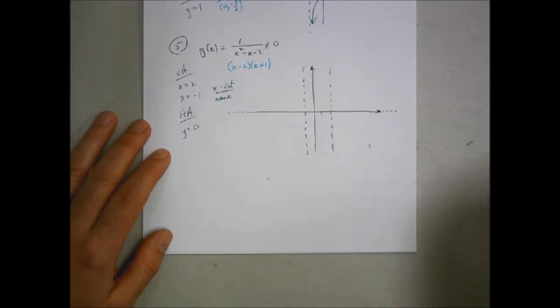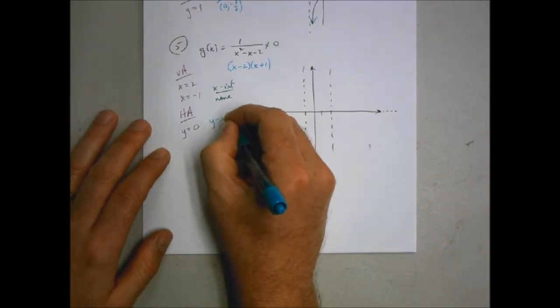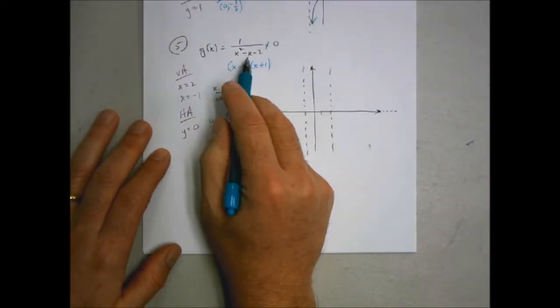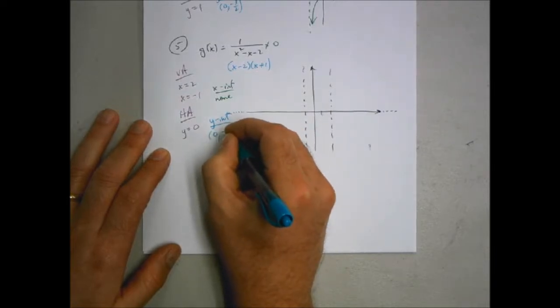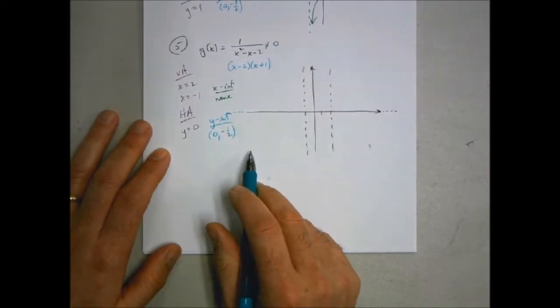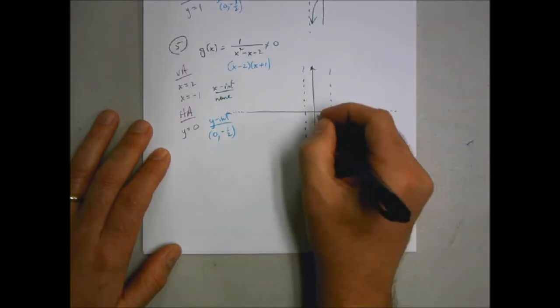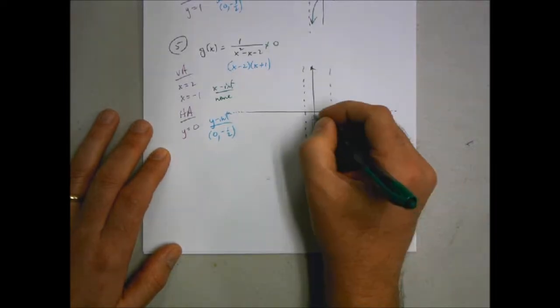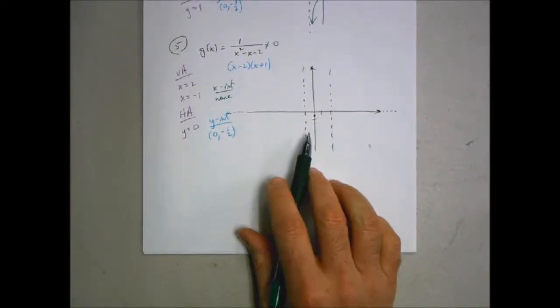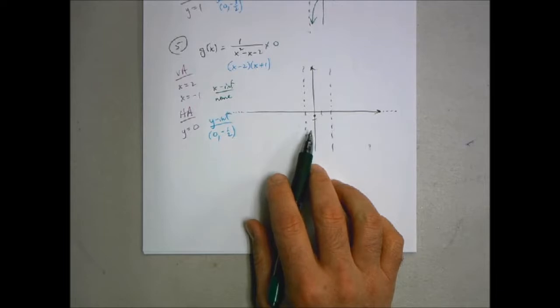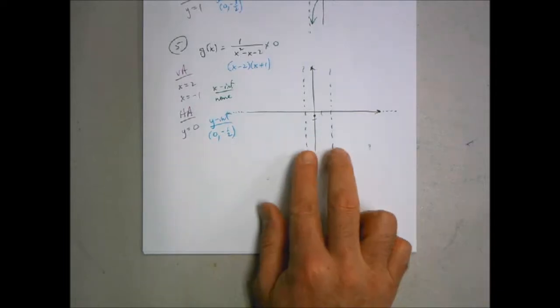Okay, so plot that point. That's the only point we have right now. Two vertical asymptotes, three pieces of graph. You got something out here to the left, you got something out here to the right, and you got something in between the two vertical asymptotes. I'm going to start in the middle between the two vertical asymptotes.